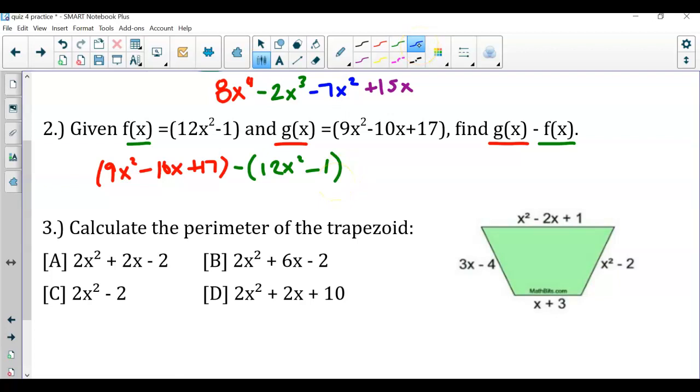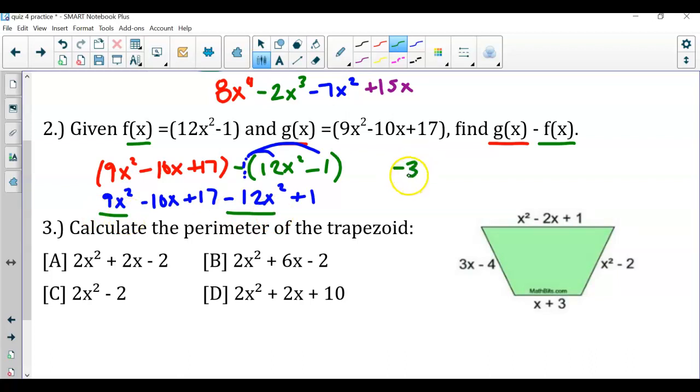Now, remember, when we're subtracting, that is like a negative 1, so I need to distribute. I'm going to bring down 9x squared minus 10x plus 17. Then distribute, so now negative 12x squared, so minus 12x squared plus 1. Now we can start combining our like terms. Notice how we have 9x squared minus 12x squared. That's going to give you negative 3x squared. Then next up, we have only that one x term, so bring down negative 10x. Then our last here is 17 plus 1, which is 18. So here's our final answer.